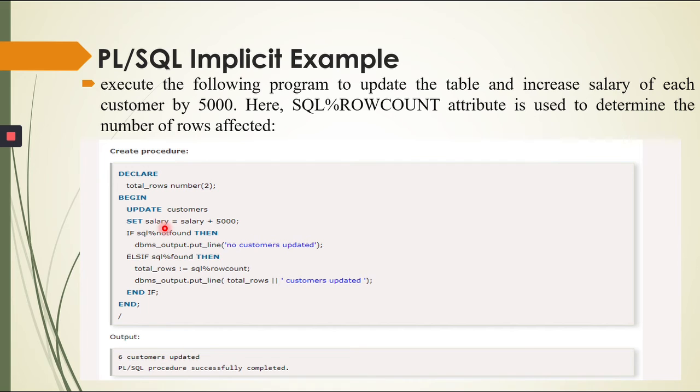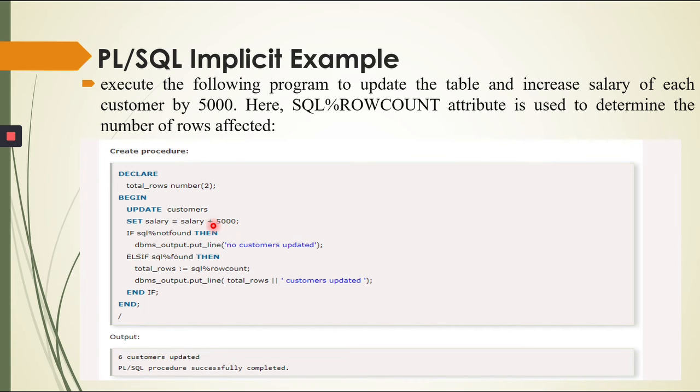Which column I have to update? Salary. So I have to write the column name salary is equal to original salary plus 5,000. Okay, so it will be updated. So update customer set salary is equal to salary plus 5,000. So all customers available in the customer table, their salary will be increased by 5,000. Okay, so this is the query of update. So if salary is 20,000, then it will now update it to 25,000.